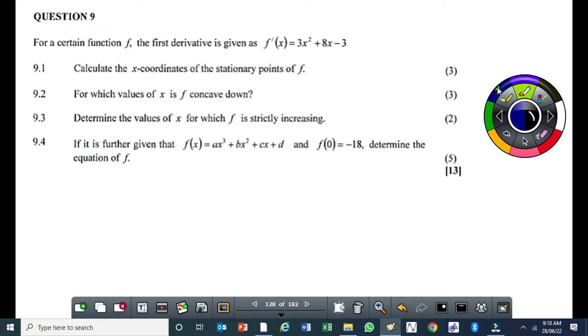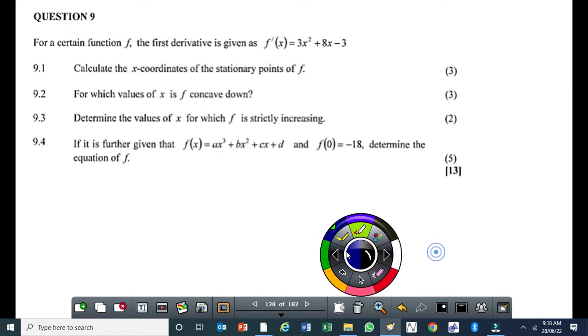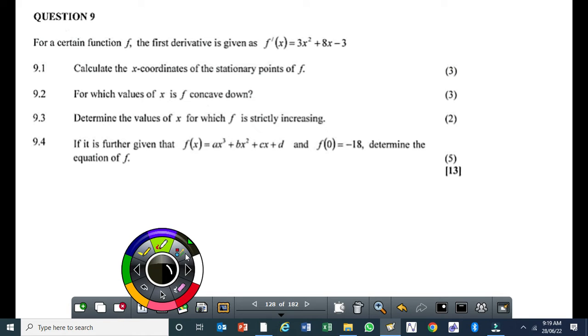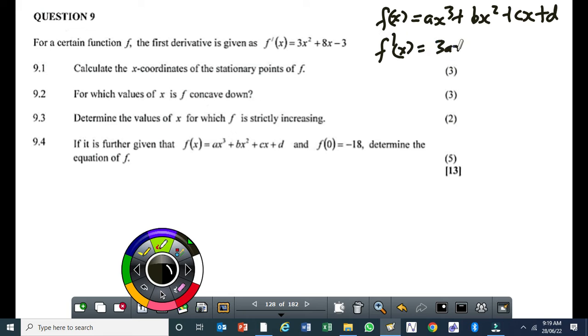Right, this question now is on the first derivative. Before I go any further, I just wanted to give you this information with regard to the cubic function. Remember, the general equation is ax cubed plus bx squared plus cx plus d. Then, if you find the first derivative of that, you get 3ax squared plus 2bx plus c.